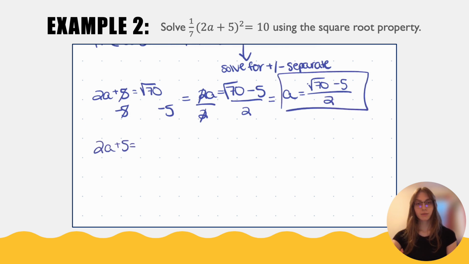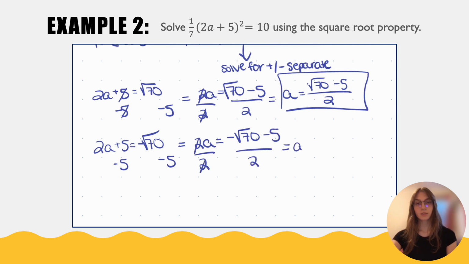Next, we're going to do the negative. So we have 2a plus 5 equals negative square root of 70. Again, we're going to subtract 5 from both sides and then divide by 2 to get a alone. And this gets us a equals the negative square root of 70 minus 5 over 2 for our second answer to this equation.